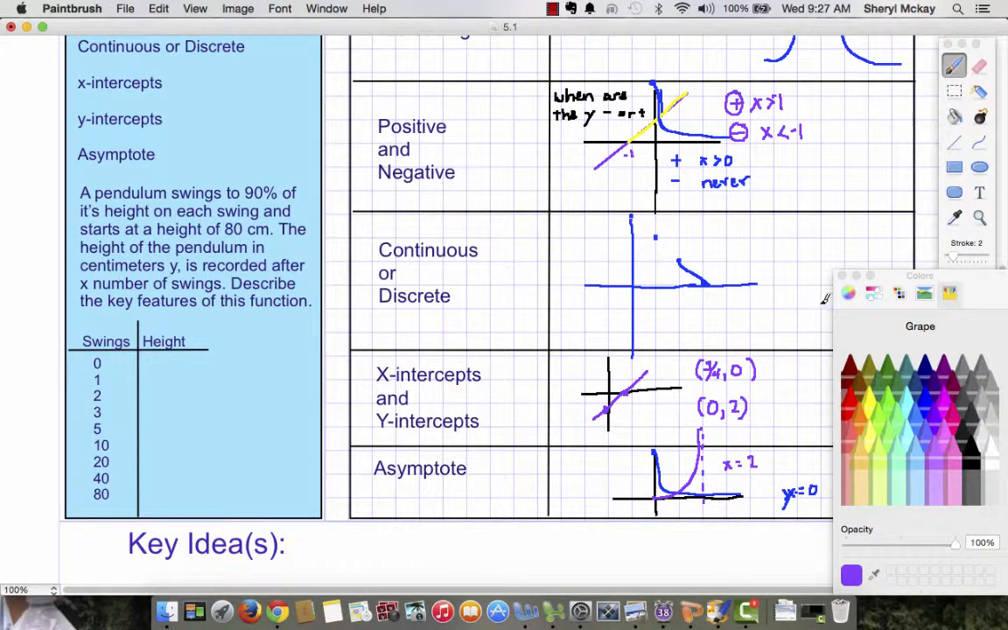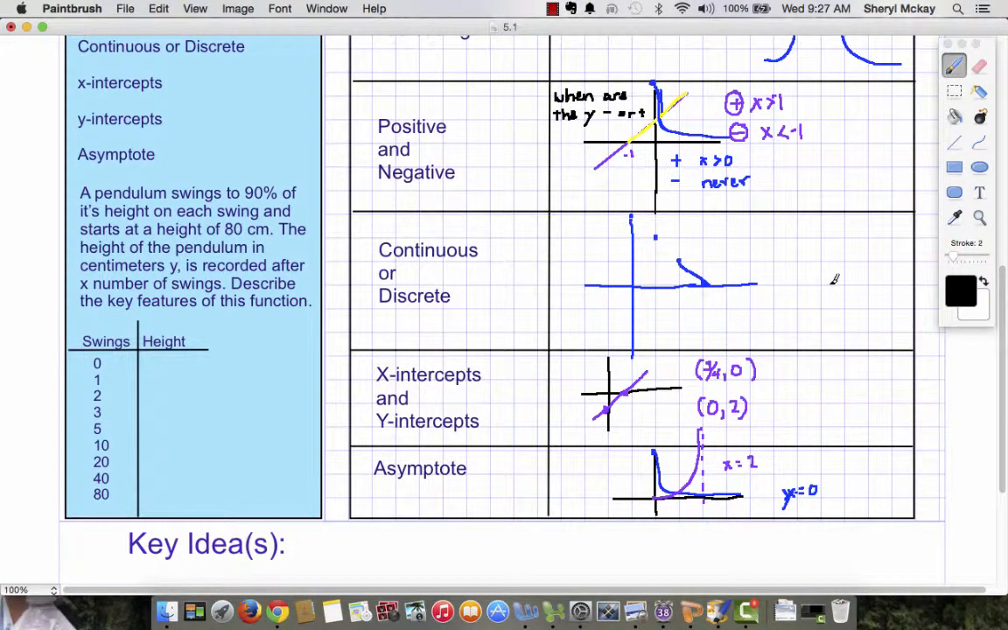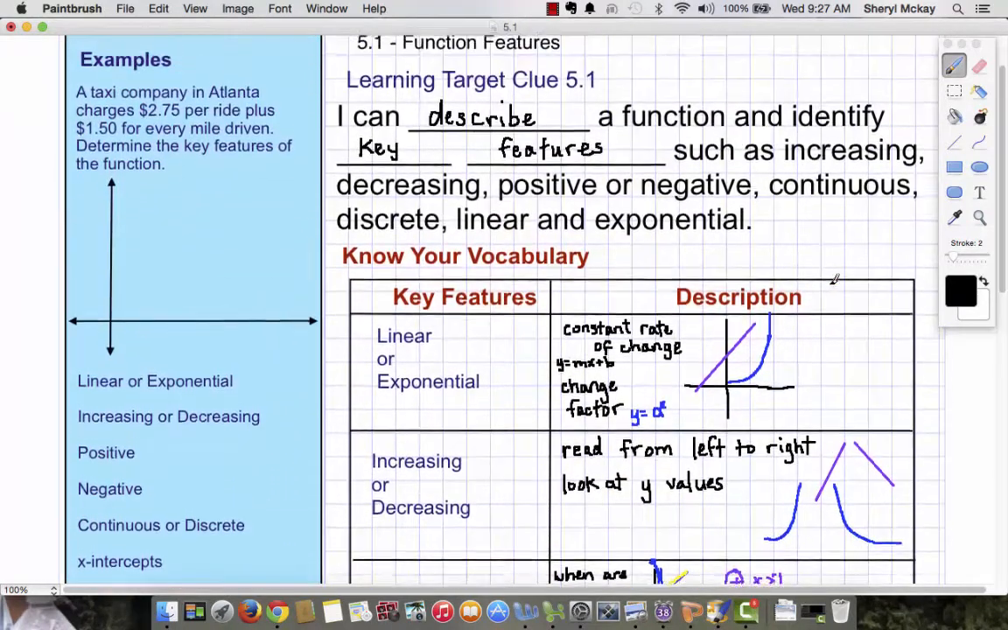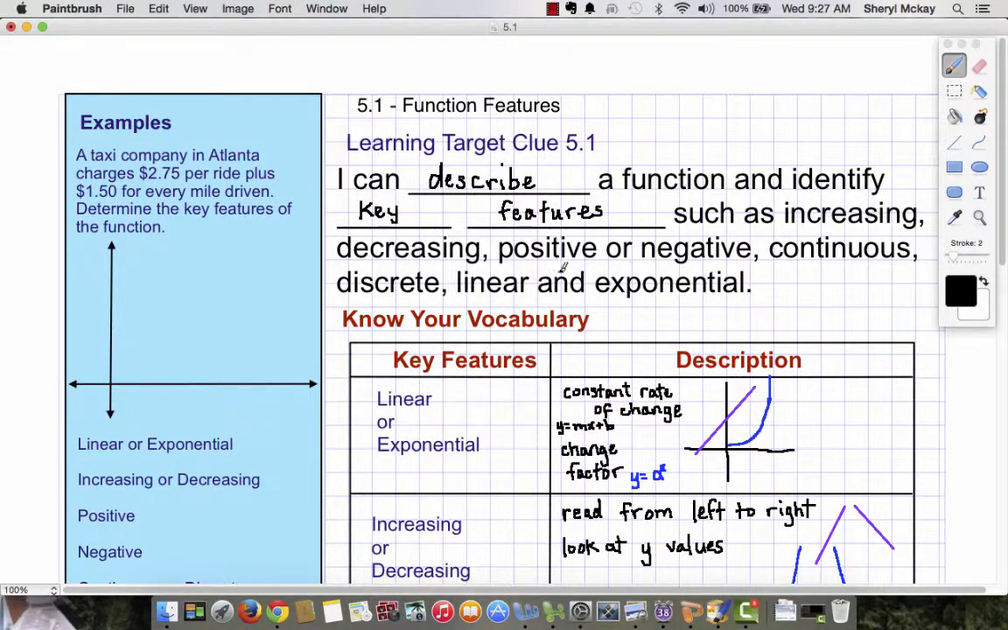So that's just a quick review of our different key features. There are actually more, but we'll have individual videos for those just because they're a little bit newer and not as much of a review. So let's go ahead and do an example. Let's look at this example over here on the left-hand side. It says, a taxi company in Atlanta charges $2.75 per ride plus $1.50 for every mile driven. Determine the key features of the function.